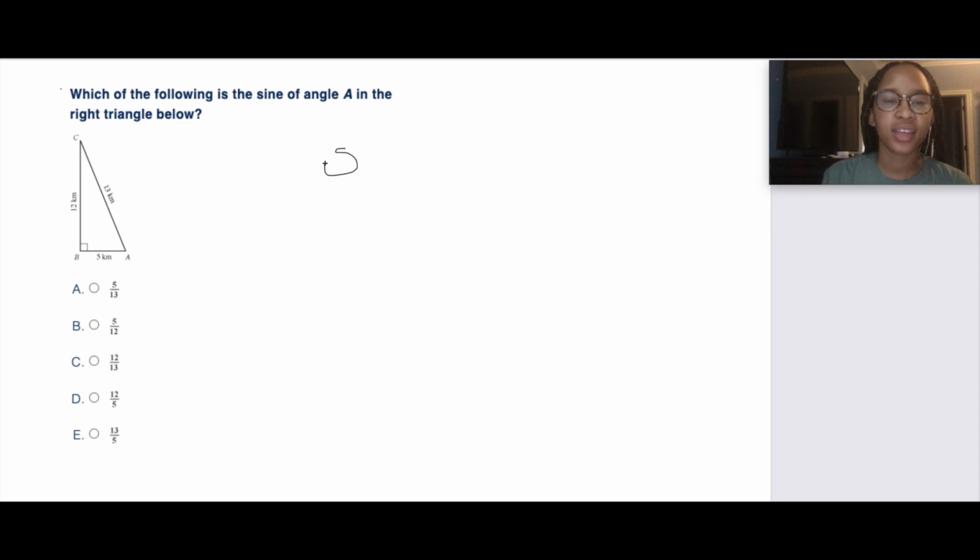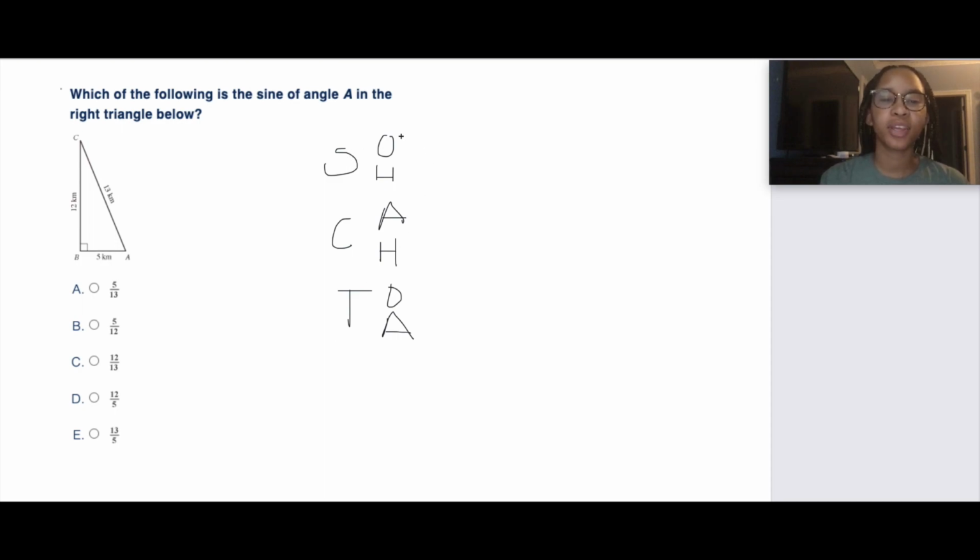I like to think SOH CAH TOA. And it sounds silly, but it works. So SOH CAH TOA: sine, cosine, and tangent.